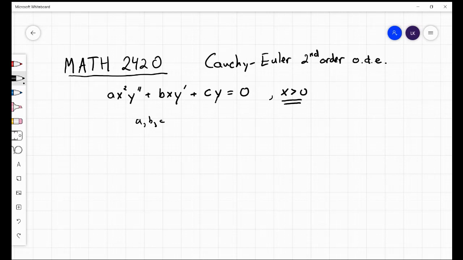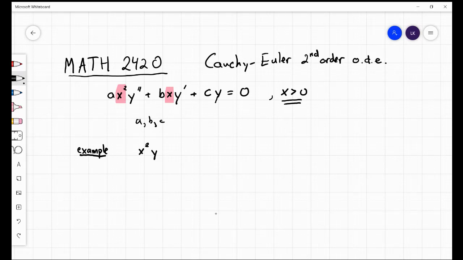And we're going to develop a method for solving such a differential equation by turning it into an ordinary differential equation with constant coefficients. Right now we don't have constant coefficients. We have x squared multiplying y double prime and an x multiplying y prime. Those are not constants. So let me give you an example of such an equation.